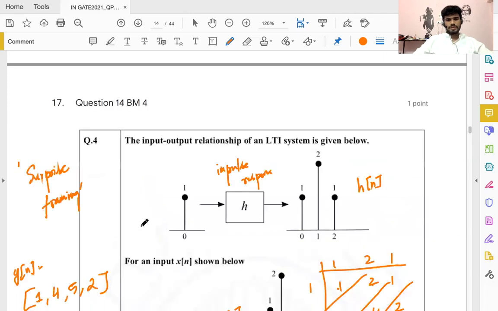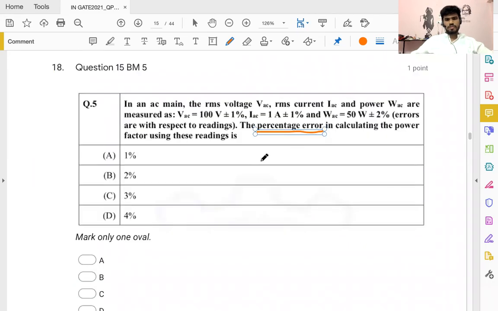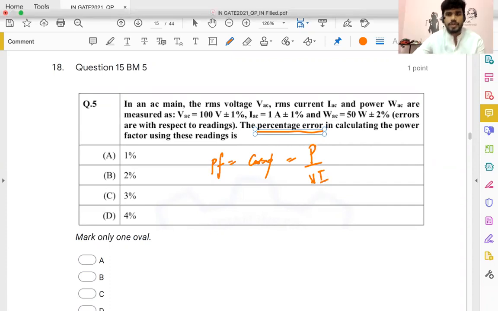Let's go further down. First of all, power factor cos phi is P by VI. This is a 2% error, 1% error, 1% error. Yeah, I think the signal is much better now.